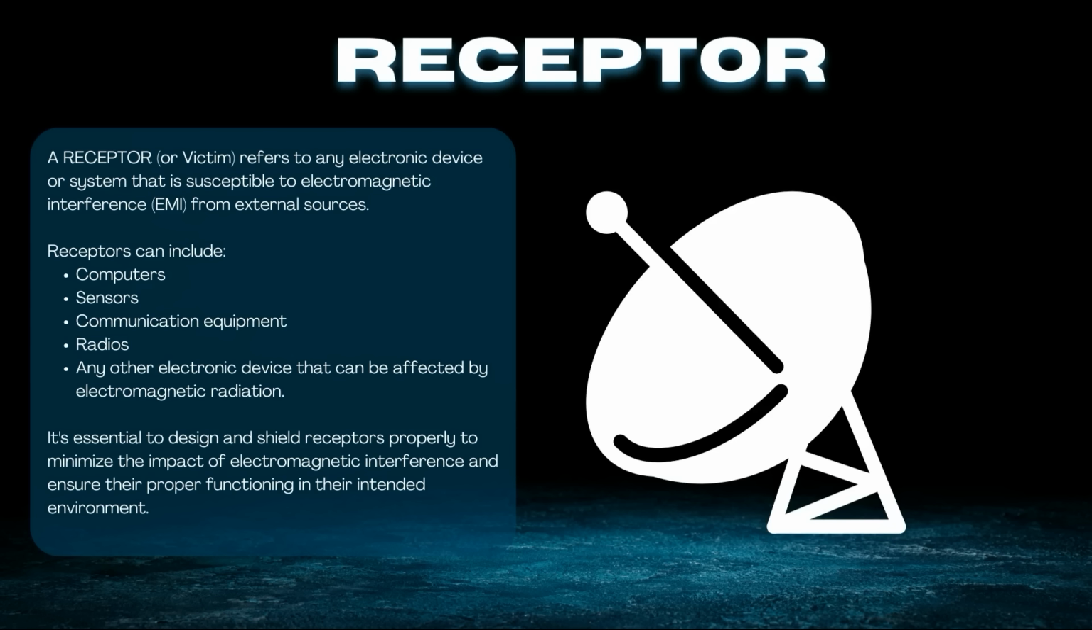The receptor or victim is the device or system that suffers the adverse effects of the EMI. This can result in malfunctions, disruptions, or compromised performance. For instance, if EMI from a nearby cell phone disrupts the operation of a medical device in a hospital, the medical device is the victim in this scenario.